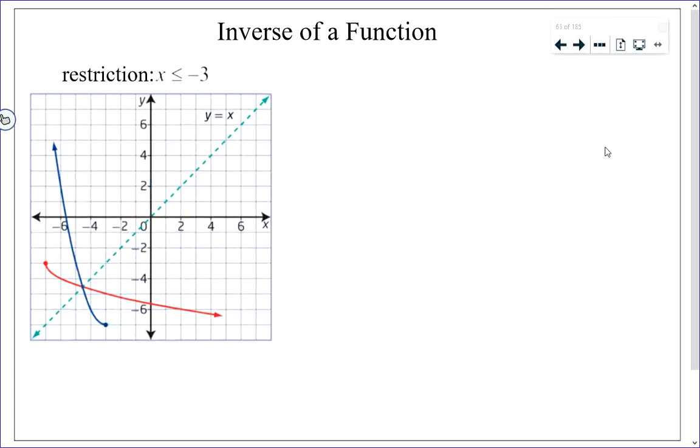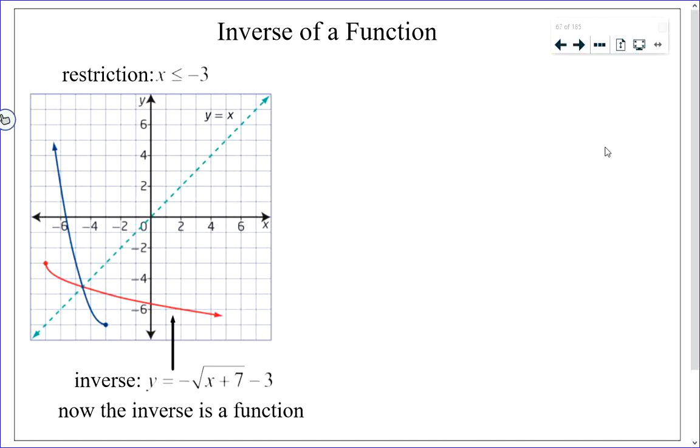So when I keep the left-hand side of that function, I don't get the reflection of the right-hand side. I only get the reflection of the left-hand side. So this graph at the bottom in red is now a function because it will pass the vertical line test. Incidentally, the equation of that is y equals the negative of the square root of x plus 7 minus 3. When I had the top and the bottom of that red graph, which was the inverse of the original with no restriction, the equation was y equals plus or minus the square root of x plus 7 minus 3.